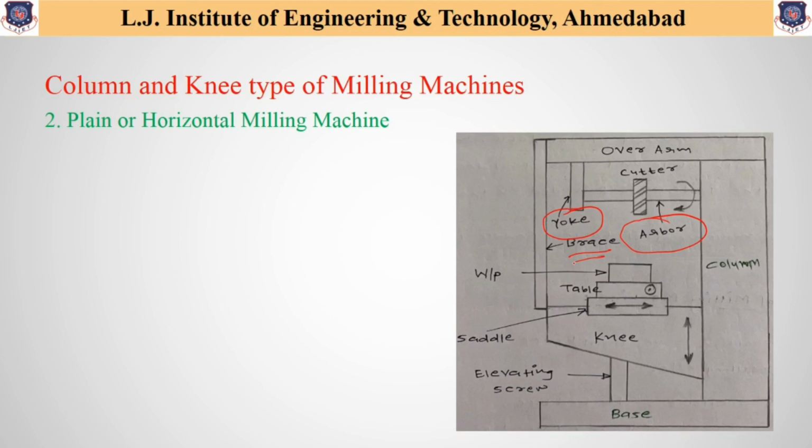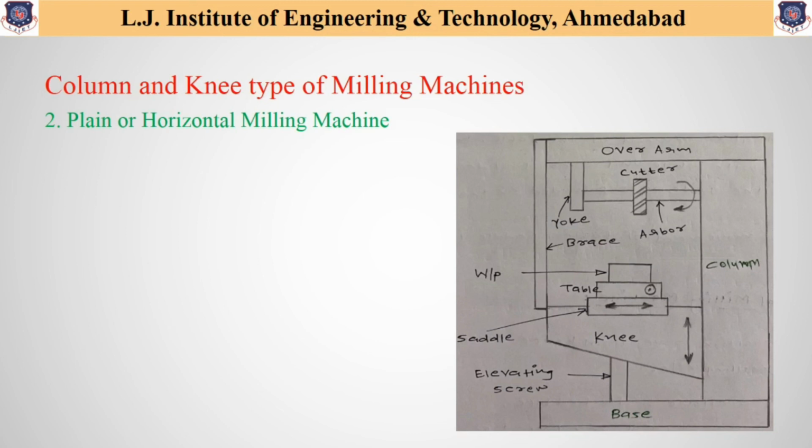And the next part, which is indicated over here, is called the brace. As we can see, this brace is connected from the overarm to the knee. So it provides a connection from the overarm to the knee, and acts as a linkage to connect the overarm and knee. So up to now in the horizontal milling machine, we have discussed the different parts available in it and the different movements that can be obtained.